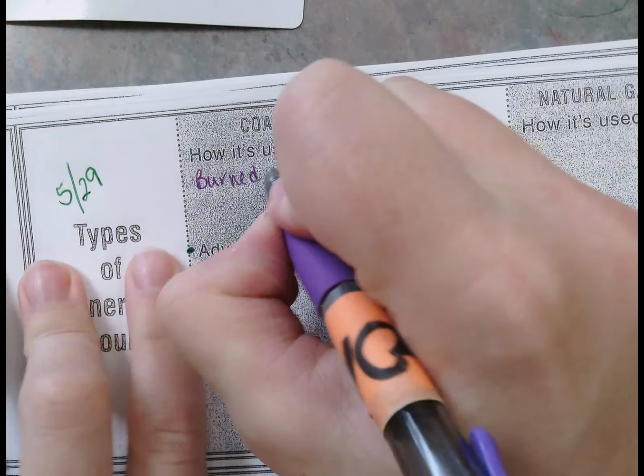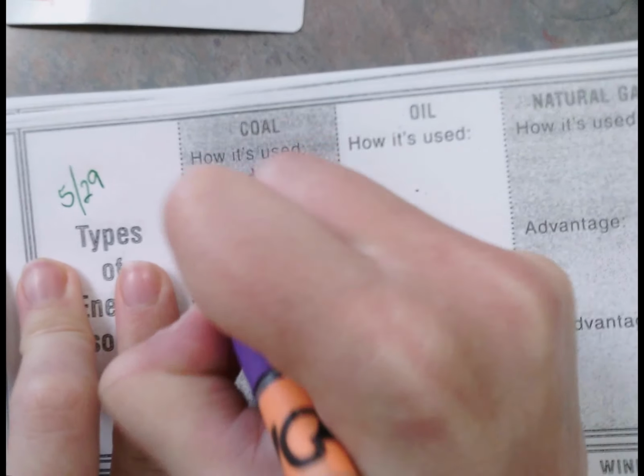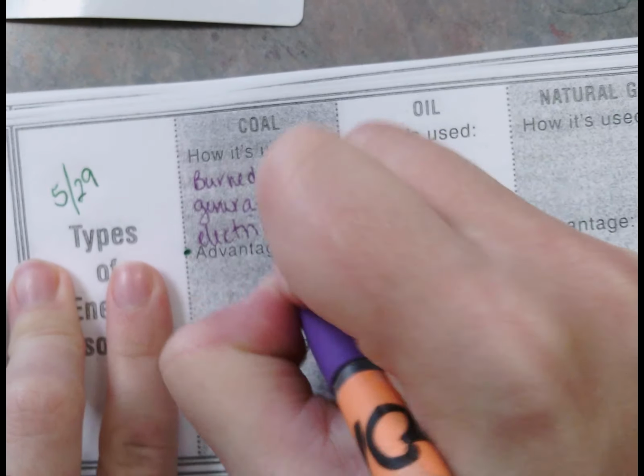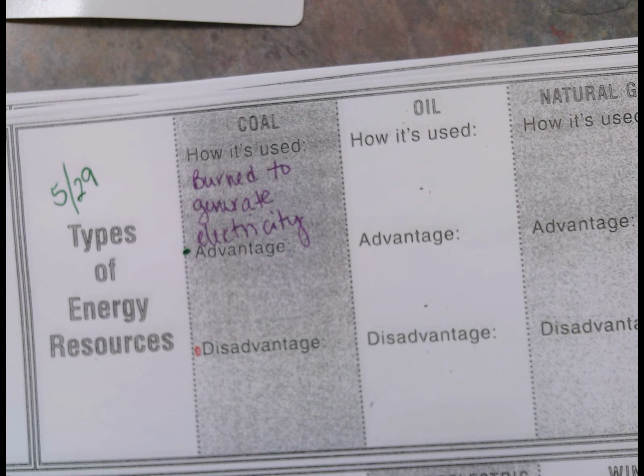So it's burned to generate electricity. The coal itself, it's not like we put it into a machine and it pops energy. You burn it, it turns a turbine, and it generates electricity that way.